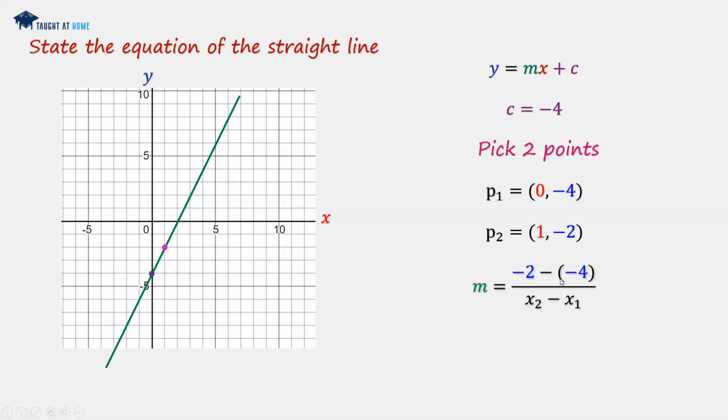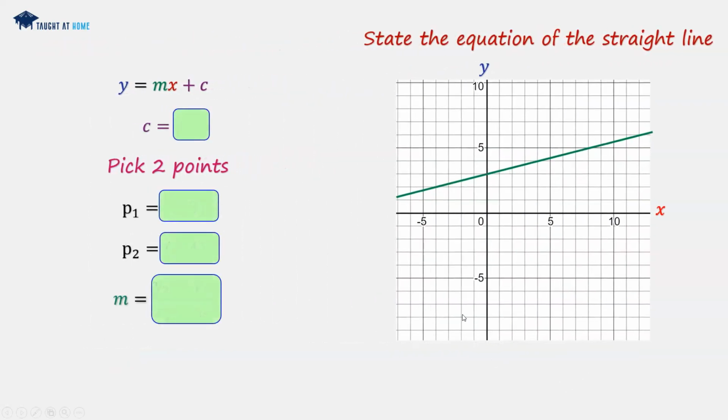Now we calculate the gradient. So we've got -2 minus -4. This turns into positive. 2 minuses make a positive. So -2 plus 4 is 2. x2 minus x1, well, that's going to be 1 take away 0, which is just 1. So the gradient m is equal to 2 over 1, which is 2. Now we've got everything we need. We've got m and we've got c. So we can transfer these into the equation. So y equals 2x plus, well, it's -4. So y equals 2x minus 4.